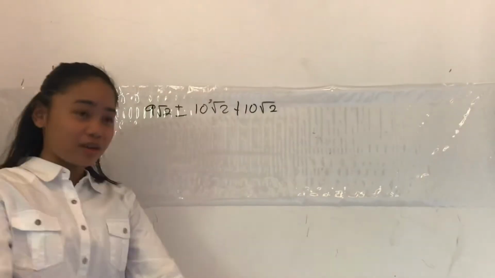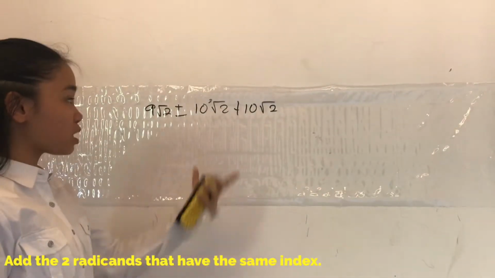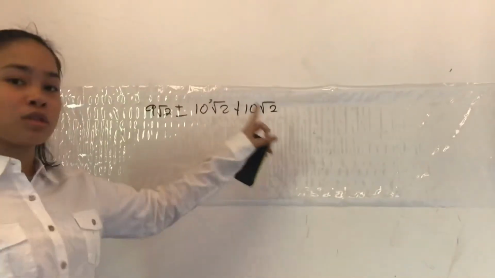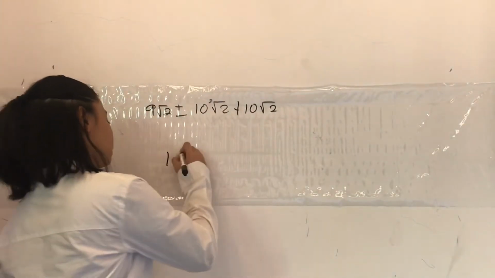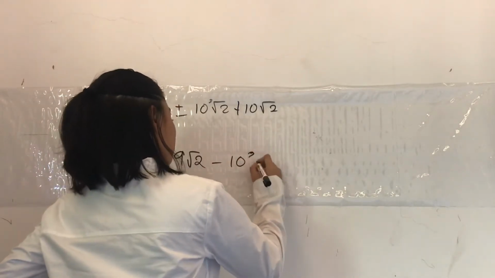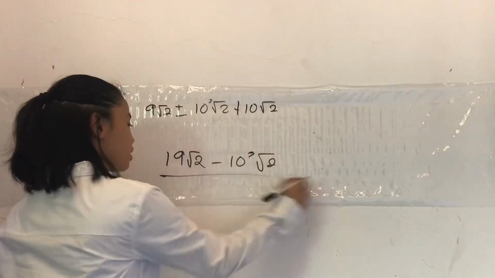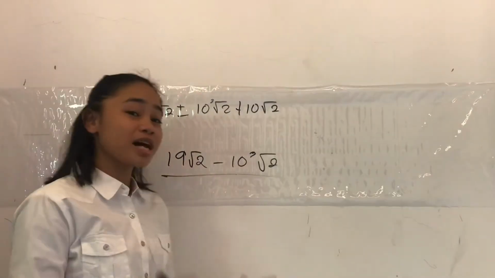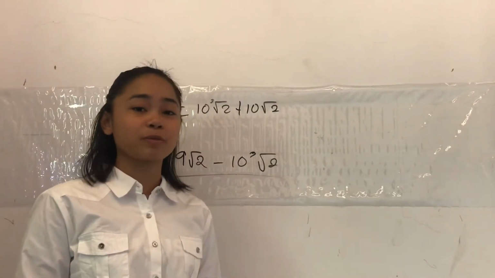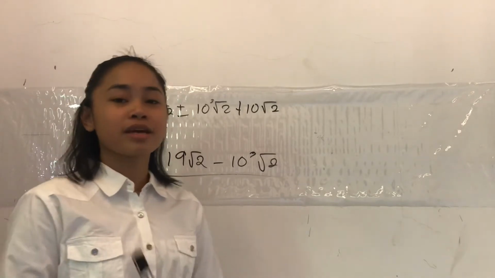What you will do here is add the two radicals that have the same index. That is 9 with the square root of 2 plus 10 with the square root of 2. That would be 19 with the square root of 2 minus 10 with the cube root of 2, and that will be the answer. The answer is like that because it satisfies the rules of adding and subtracting radical expressions, which is same index and same radical.